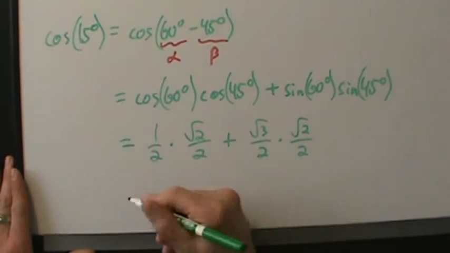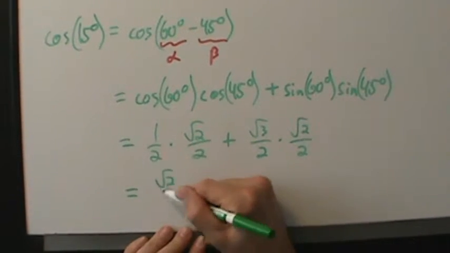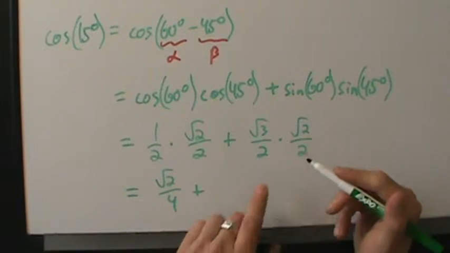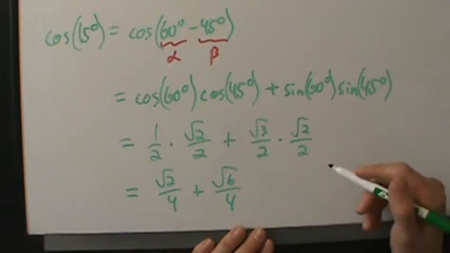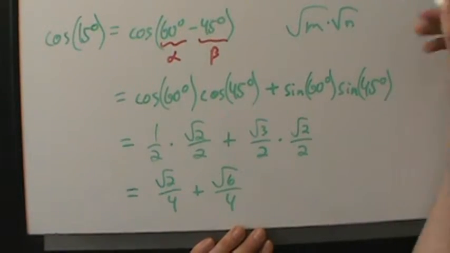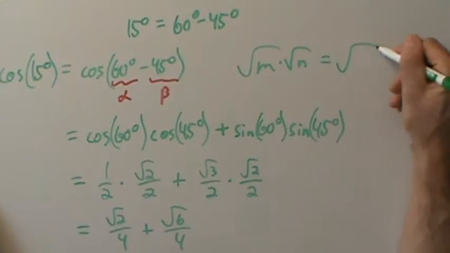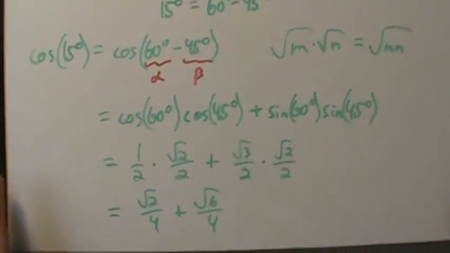And then we can simplify a little more. So 1/2 times root 2 over 2, that's root 2 over 4. And then plus root 3 over 2 times root 2 over 2 is root 6 over 4. So remember, if you multiply square root of m times the square root of n, you can squish that together under one square root, but only for multiplication and division. You cannot do that for addition and subtraction.